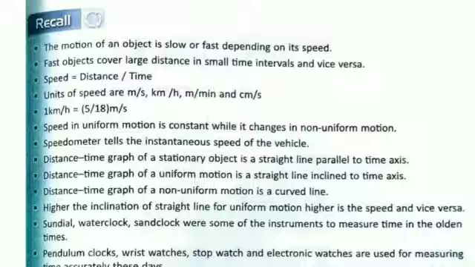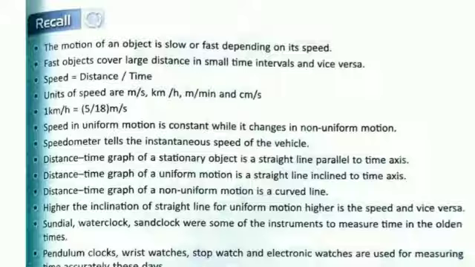Speed in uniform motion is constant, while it changes in non-uniform motion. Speed is uniform means it is constant. Non-uniform means it is not constant; it is changing every time. In both cases, for equal intervals of time, the distance is constant in uniform motion and not constant in non-uniform motion.